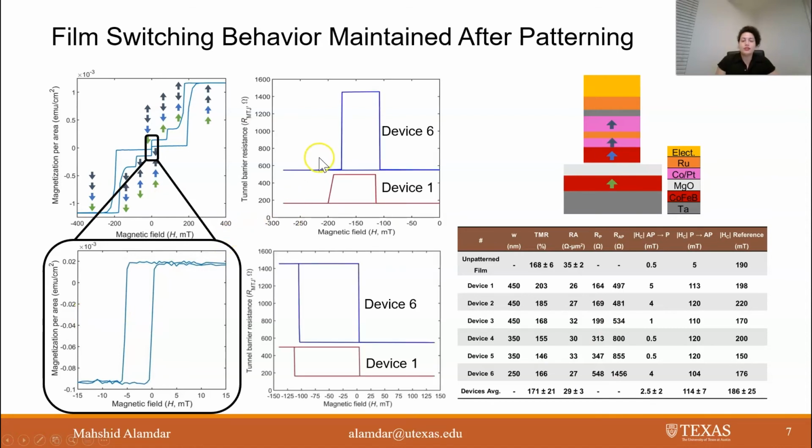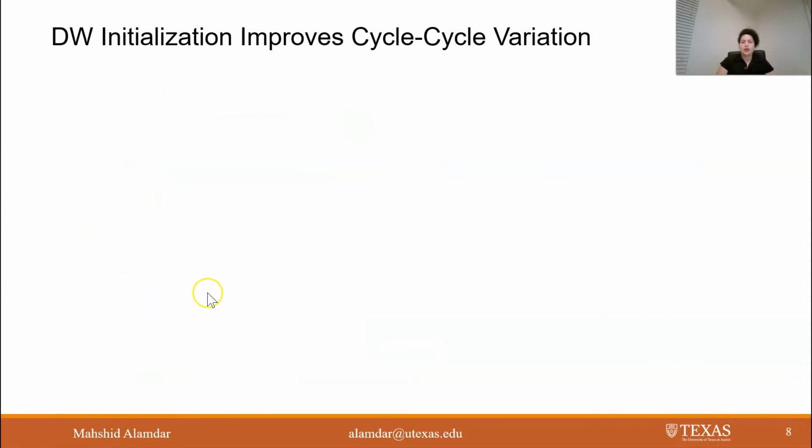And finally, these two figures show MTJ resistance versus out-of-plane magnetic field major and minor loops for device 1 with 450 nanometer and device 6 with 250 nanometer track width. Now let's see how domain wall initialization can improve the cycle-to-cycle variation.